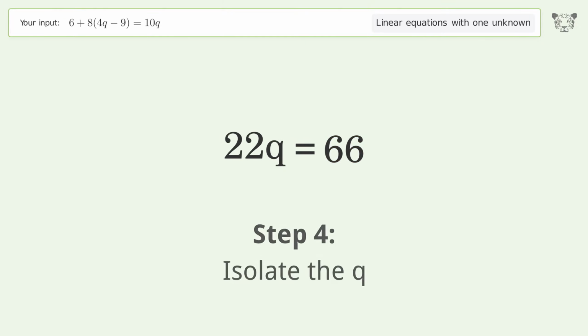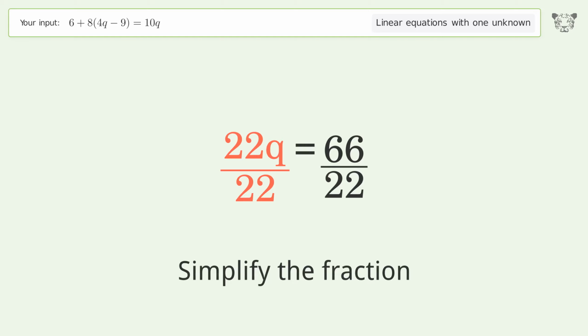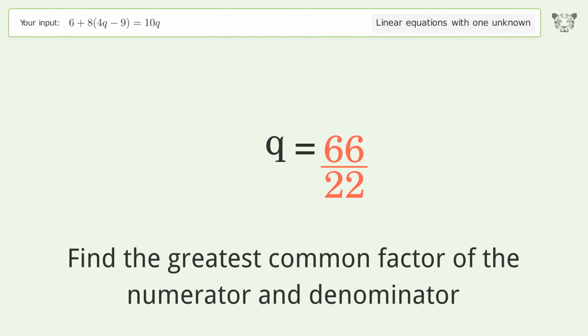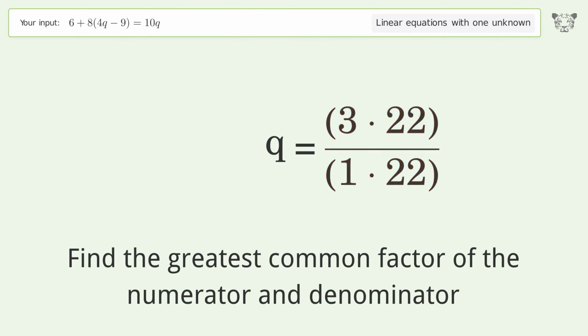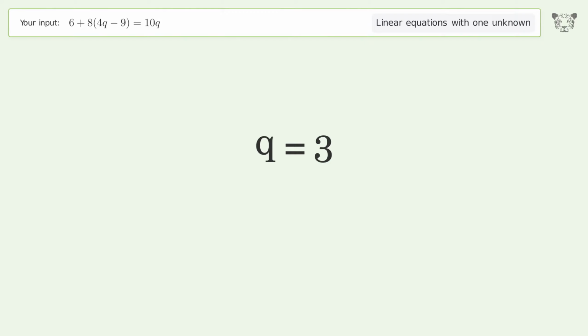Isolate the q. Divide both sides by 22. Simplify the fraction. Find the greatest common factor of the numerator and denominator. Factor out and cancel the greatest common factor. And so the final result is q equals 3.